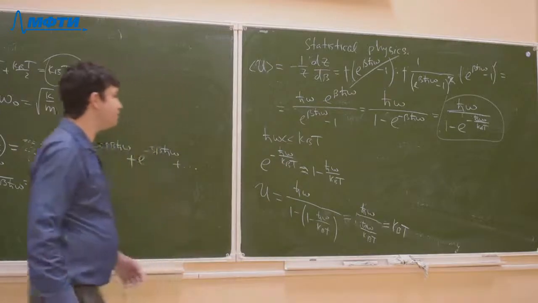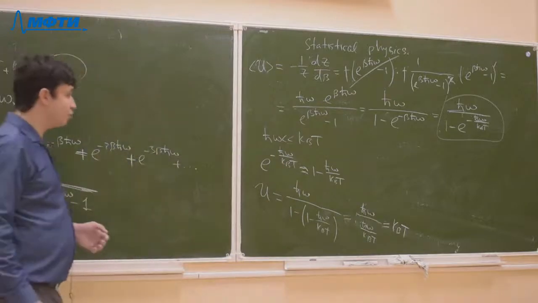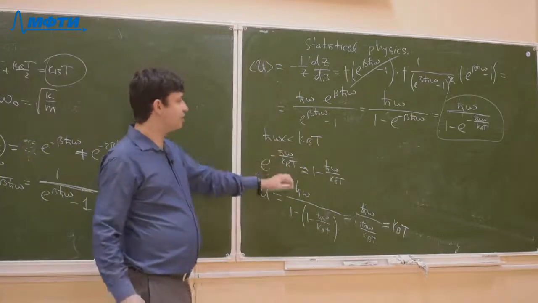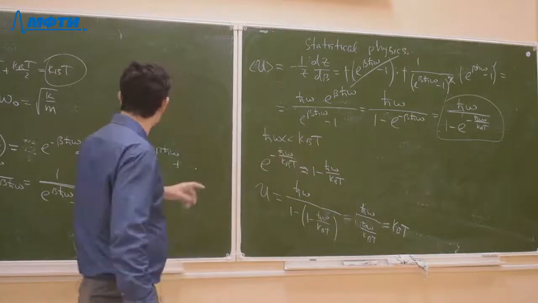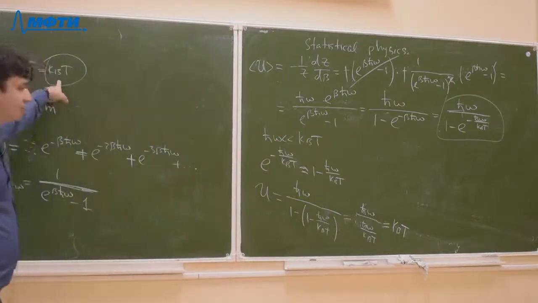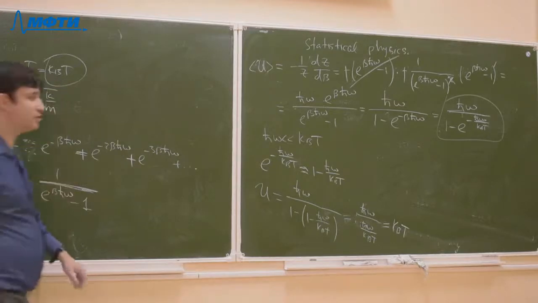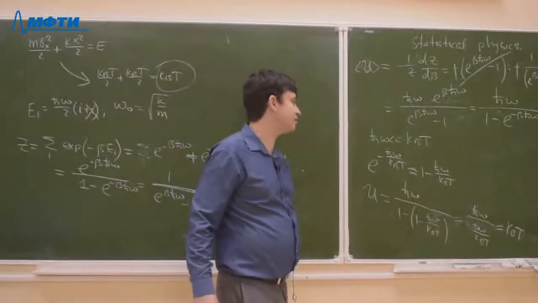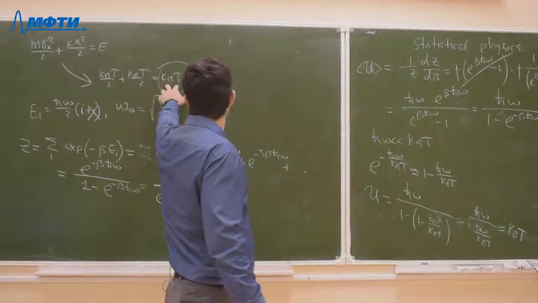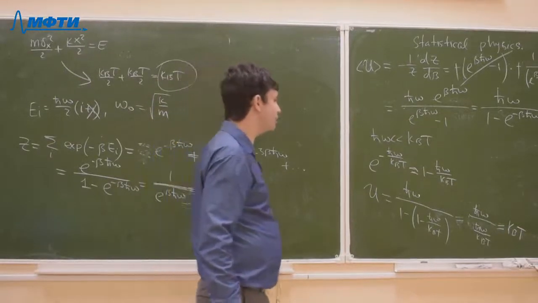So you see that when this quantum of energy in the oscillator is much less than thermal energy, that means that we have kind of a classical oscillator. So this oscillator behaves as a classical system. So this equipartition theorem becomes valid.